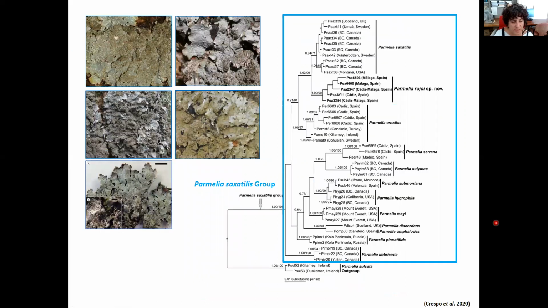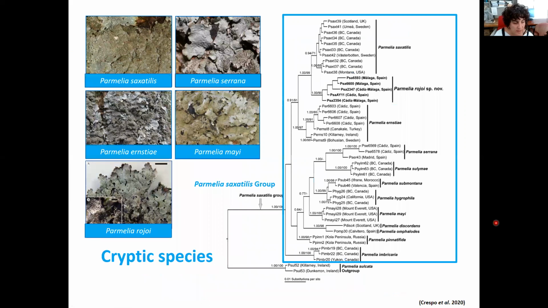Several molecular studies on both groups have been published and have revealed the presence of cryptic species. The cryptic species concept was defined as morphologically identical species that can only be recognized by molecular data. For example, this study allows us to segregate Parmelia mayi, Parmelia serrana, Parmelia ernstiae, and the new Parmelia rojoi within the Parmelia saxatilis group.